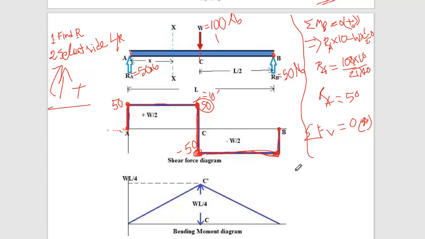So this zone is positive shear, this zone is negative shear. So for this particular beam, if you have this kind of point load, you can see 50% of the beam is facing the positive shear and 50% of the beam is facing the negative shear.